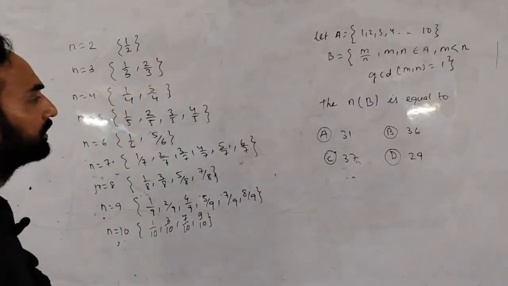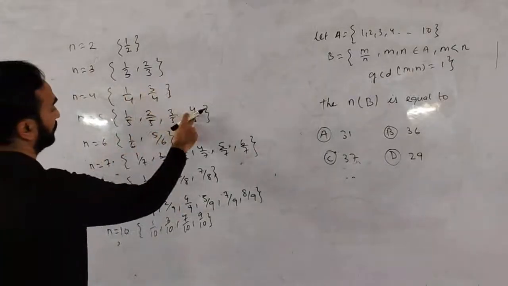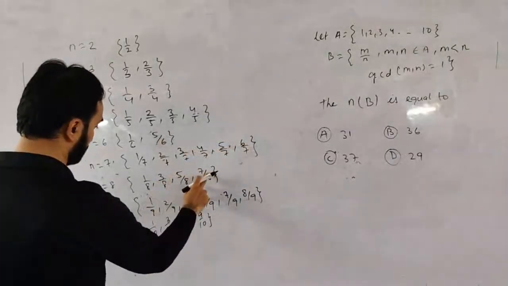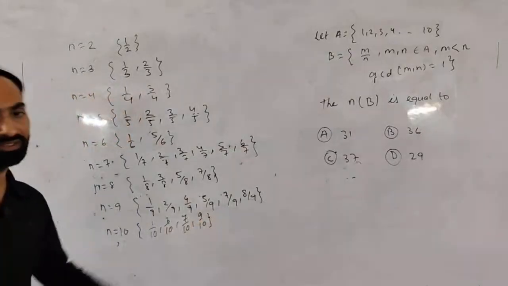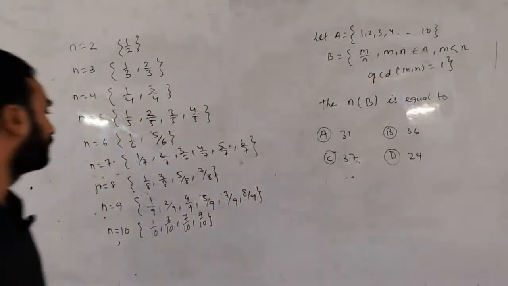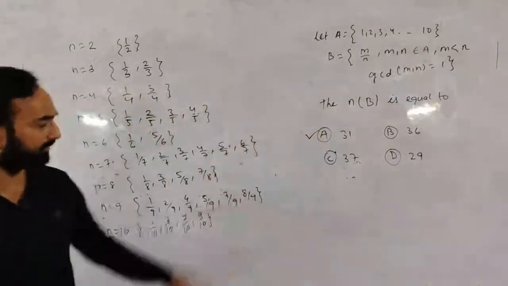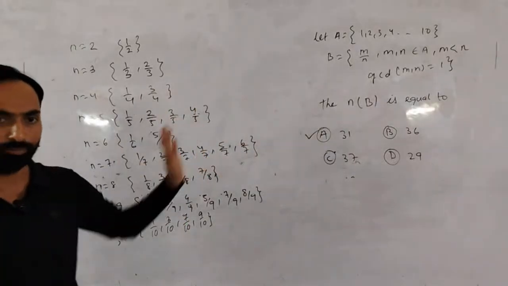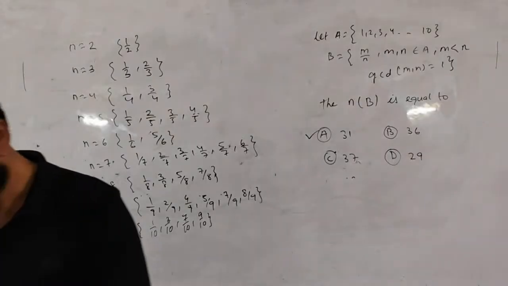Just check. Cross verify if we are missing anything. No, it is 31. The count is 31, right? So 31 is the total count, and we have the final answer as 31 only. So we are not missing anything. So 31 will be the number of elements in the set B. I hope this is clear for you, right? Can we move to the next one?